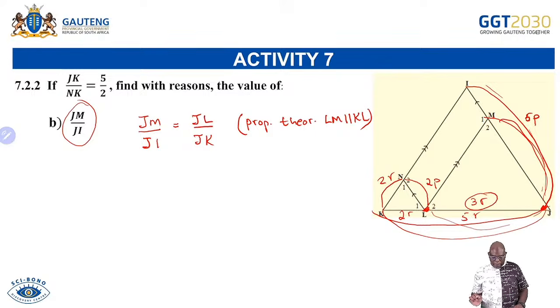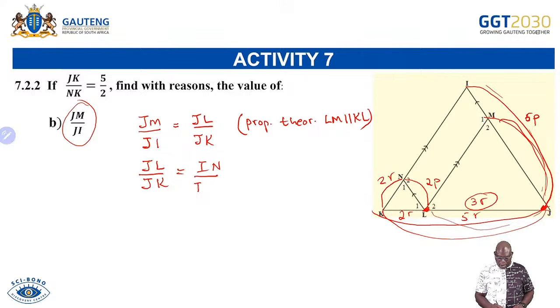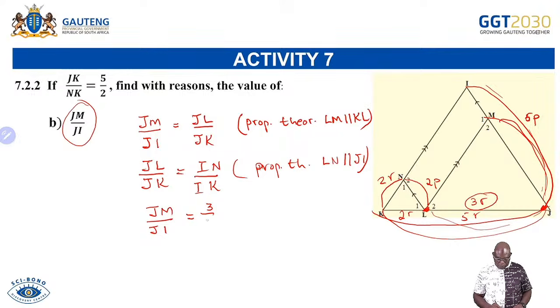Now, let's check the next one. The next one will be JL over JK will be the same as JM over JI. This is also the prop theorem. Let me write it properly. Prop theorem. But now it's going to be the other two parallel lines, which is LN parallel to JI. Okay. Therefore, we can then see that JM over JI will be equal to 3R over 5R. So it will be 3 over 5.